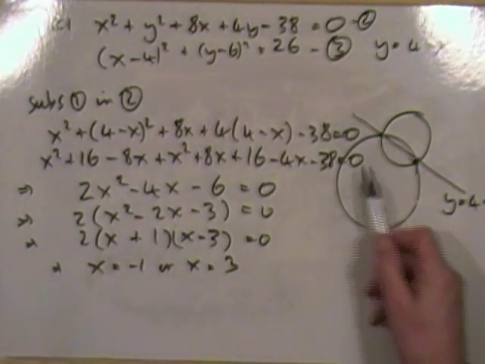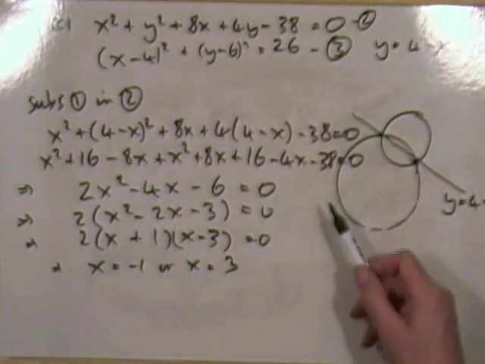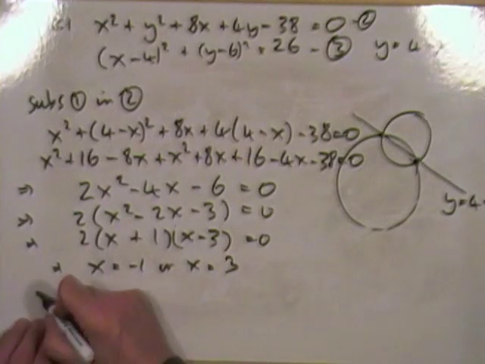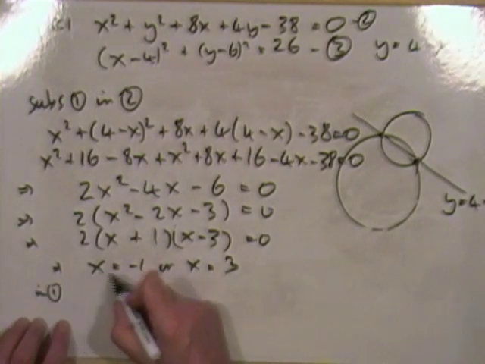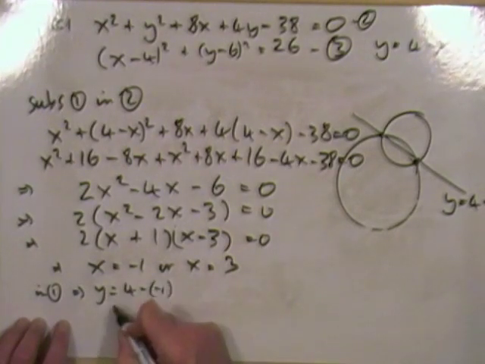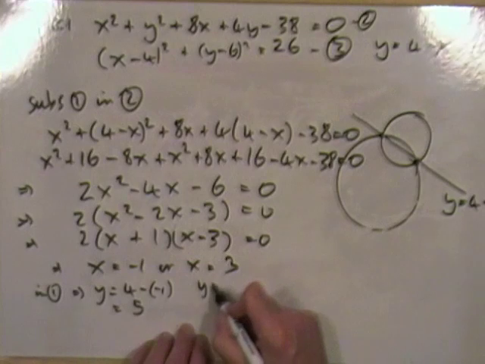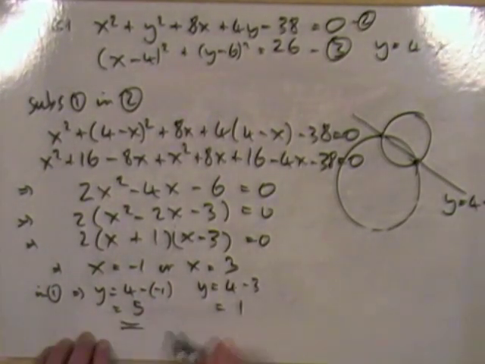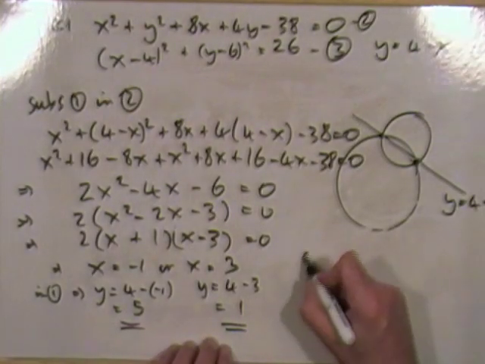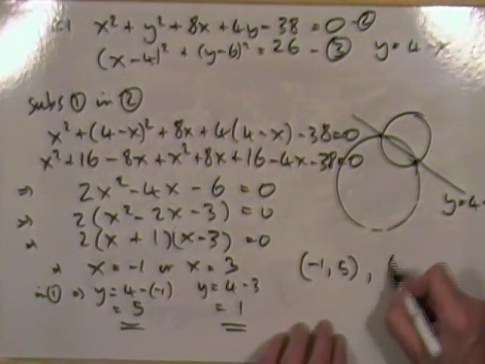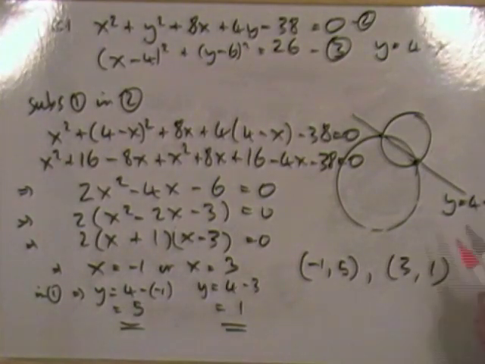All 3 intersect there, you could put them into any of them, but obviously that's the choice there to find it. So you're just going to substitute them into 1. So using 1, you've got this. If x equals negative 1, y is going to be 4, take away negative 1, which is going to be 5. For this one, if x is 3, y is going to be 4, take away 3, which is 1. So the 2 points of intersection are going to be in order negative 1, 5, and 3, 1. And that's that question done.